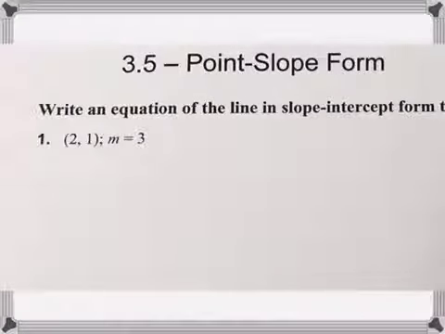Write an equation of a line in slope-intercept form that passes through the given point and has the given slope. So we're going to use the point and our slope to plug in first into point-slope form. And remember, that's y minus y1 equals m times x minus x1. So we're going to plug in x1 and y1 and our slope into the equation.